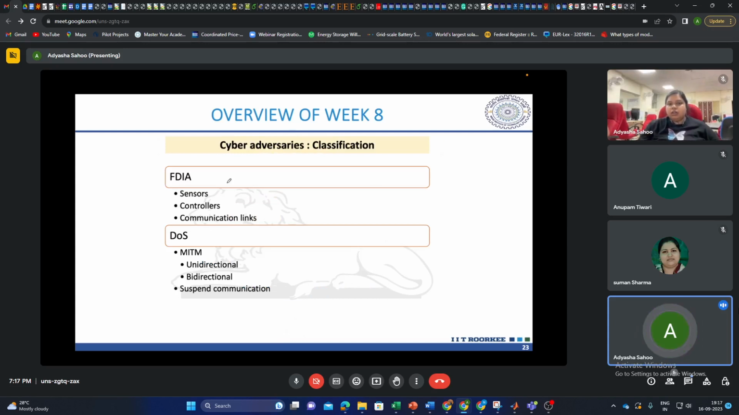So here they are divided into two types, basically false data injection attacks and denial of service. We'll see what happens in false data injection and denial of service. False data injection attacks can happen through the sensors, like the data that you are getting from the sensor. They can manipulate those data, or the controllers, or the communication links. So at these places, they can inject external or false data to manipulate the communication that will be received by the control center. Denial of service attack is of two types: MITM, man in the middle attack, and suspend communication. We'll see this in the next slide.